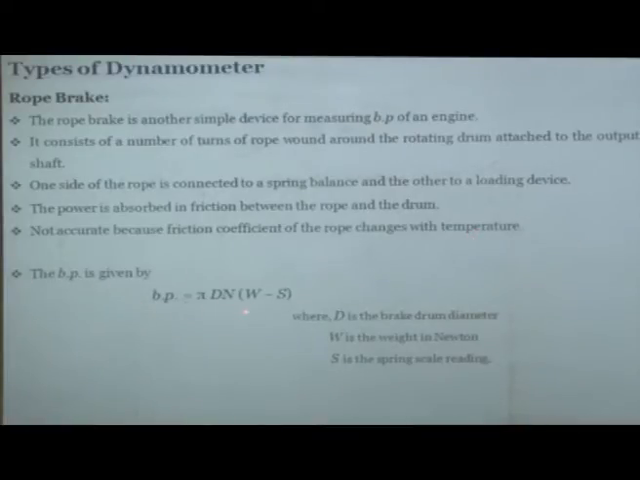So brake power in this case, what will be the torque here? Torque will be (W minus S) into D, right. So this will be not D, R. So brake power will be 2 pi N T, where N is here and T we have replaced with D by 2 into (W minus S). Okay, so now you understand how we measure this, how the whole thing works. D is the brake drum diameter, W is the weight in newtons, and S is the reading on the scale. So that's how a rope brake dynamometer works.